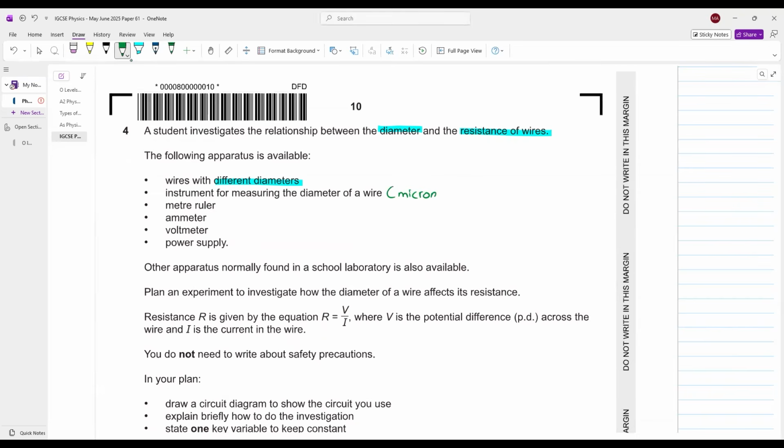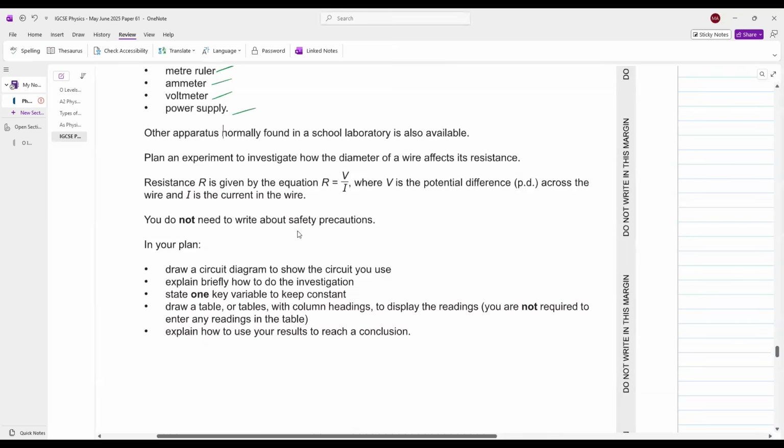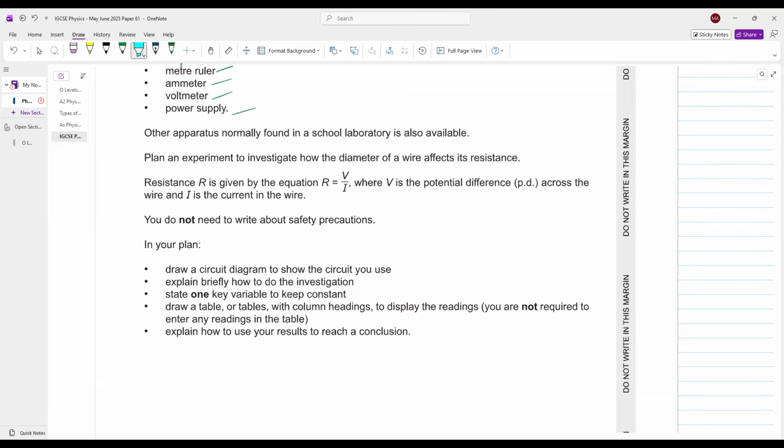Micrometer, screw gauge, ठीक है. Meter rule is given, ammeter is given, voltmeter is given, power supply is given. Okay. Other apparatus normally found in a school laboratory is also available. Perfect. Plan an experiment to investigate how the diameter of wire affects its resistance. बेटा हमने एक experiment perform करना है to show how the diameter of wire affects the resistance. Resistance is given by this equation where V is the potential difference, I is the current. You do not need to write about safety precautions.